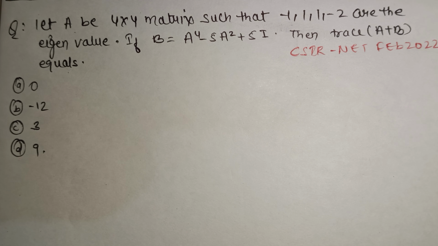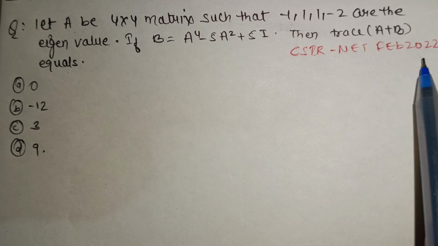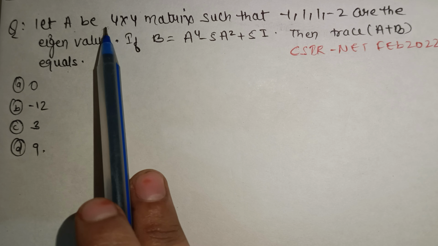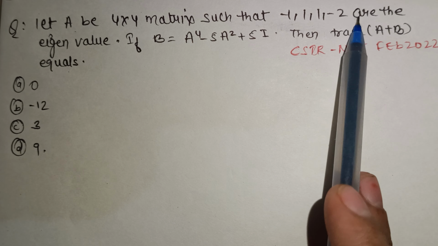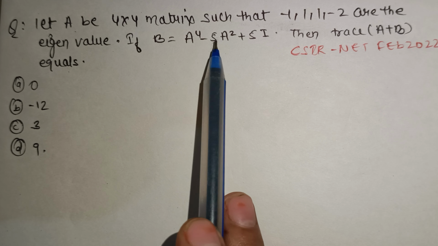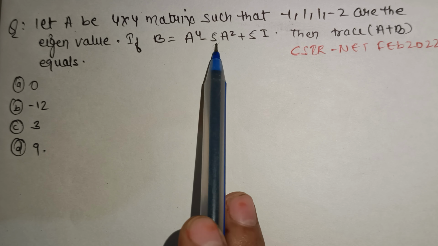In this video lecture, I am going to discuss the next PYQ of Linear Algebra asked in CSIR NET Feb 2022. So our question is: let A be a 4x4 matrix such that -1, 1, 1, -2 are the eigenvalues. If B is equal to A^4 - 5A^2 + 5I, then trace of A + B equals, and these are the options.